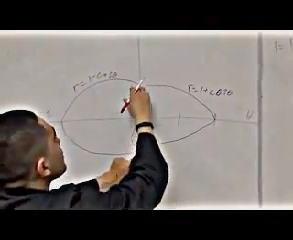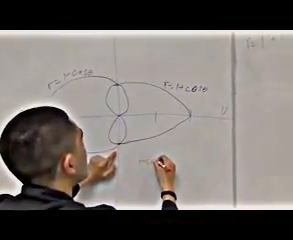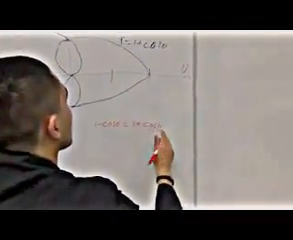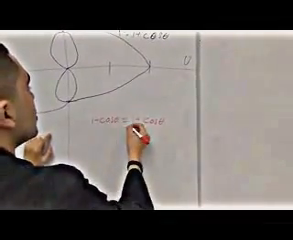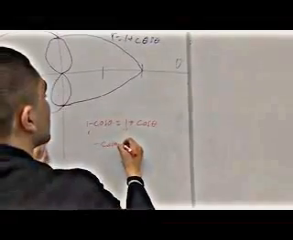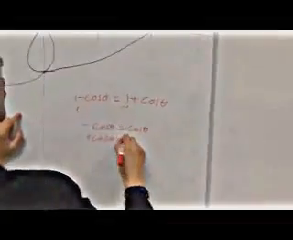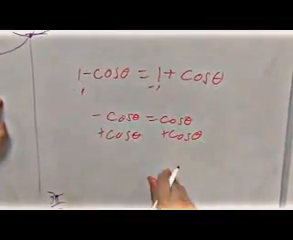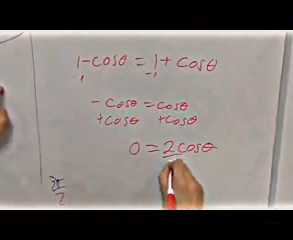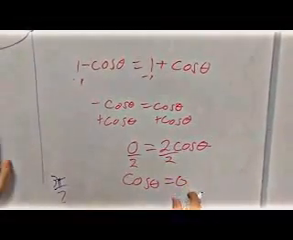In order to find these points, we're going to set the r's equal to each other. So 1 minus cos theta equals 1 plus cos theta. Subtract 1 from both sides, the 1's cancel out. Now it's negative cos theta equals cos theta. Now we add cos theta, so 0 equals 2 cos theta. Now we divide by 2, so cos theta equals 0.